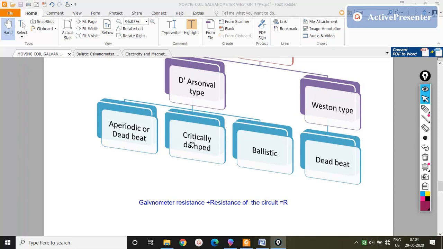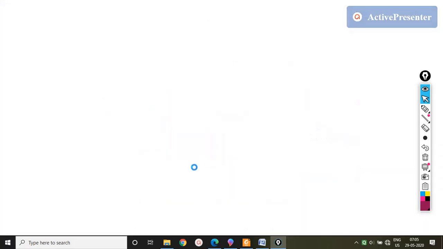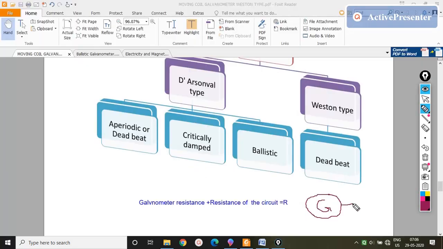Critically damped condition is again a dead beat type of situation. The difference lies in that here the galvanometer resistance plus the resistance of the circuit, let me show you in this diagram, so that will help you to understand better. So you have a galvanometer and the resistance of the circuit. This is the resistance of the circuit. This is your galvanometer. This together I call capital R.